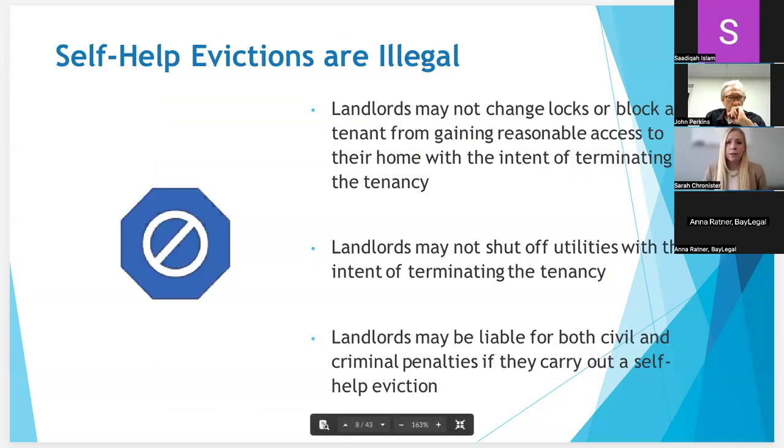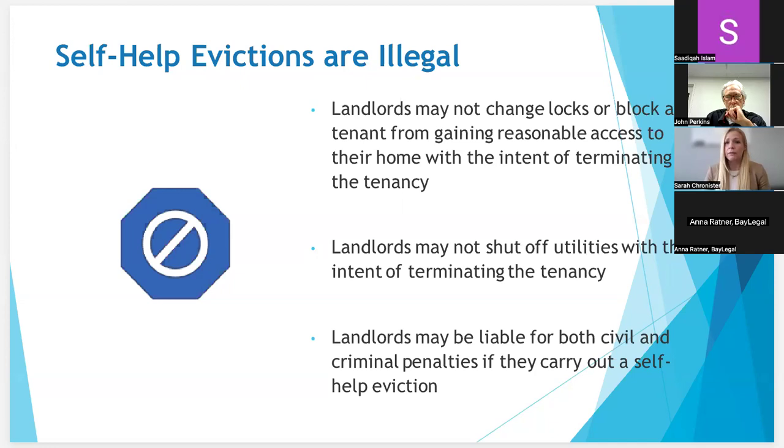What I want to note is that self-help evictions are illegal. Self-help evictions are when a landlord on their own, without filing an eviction with the court, decides to change the locks, turn off the utilities, stop a tenant from accessing their unit. All of this is illegal.